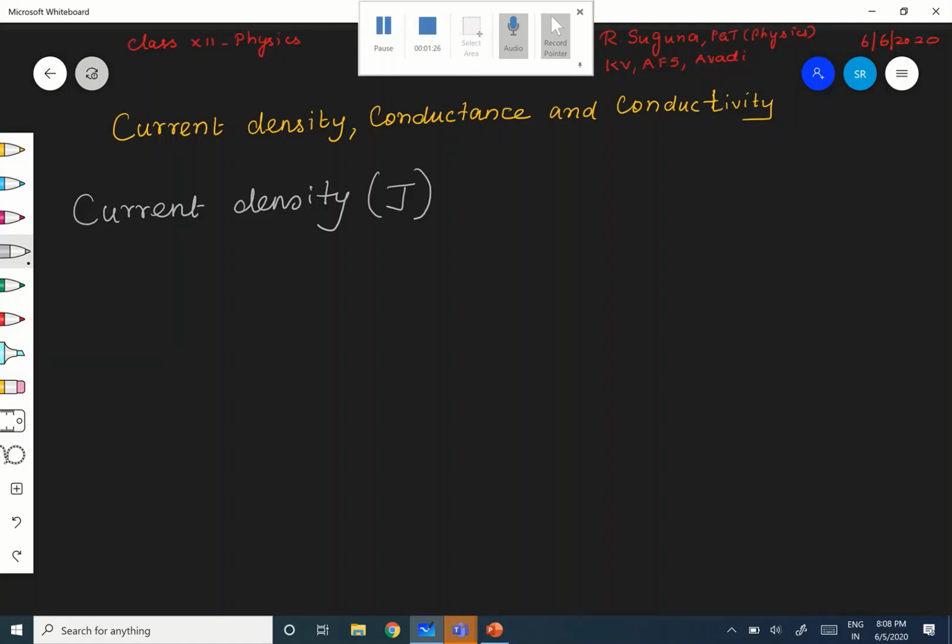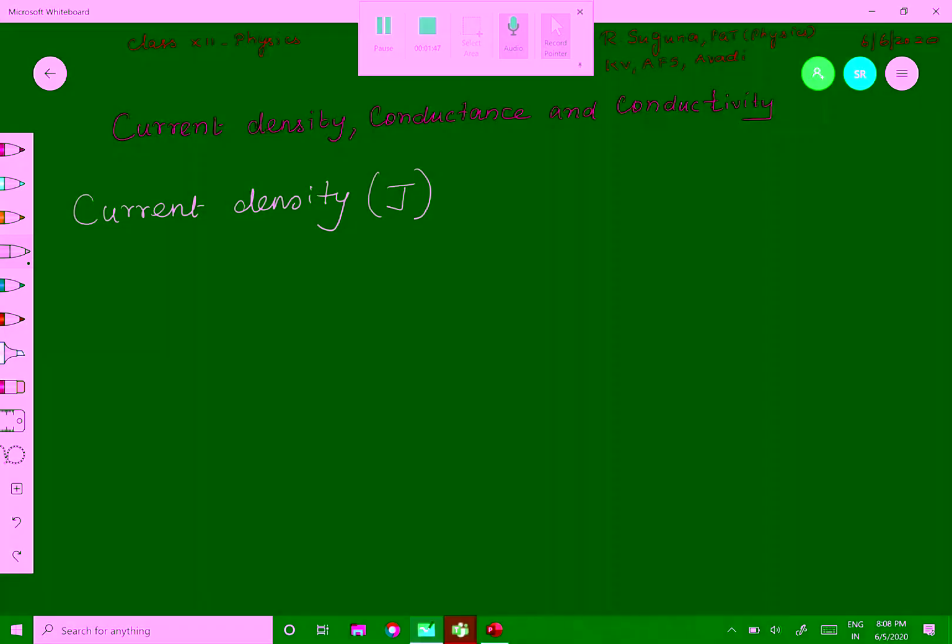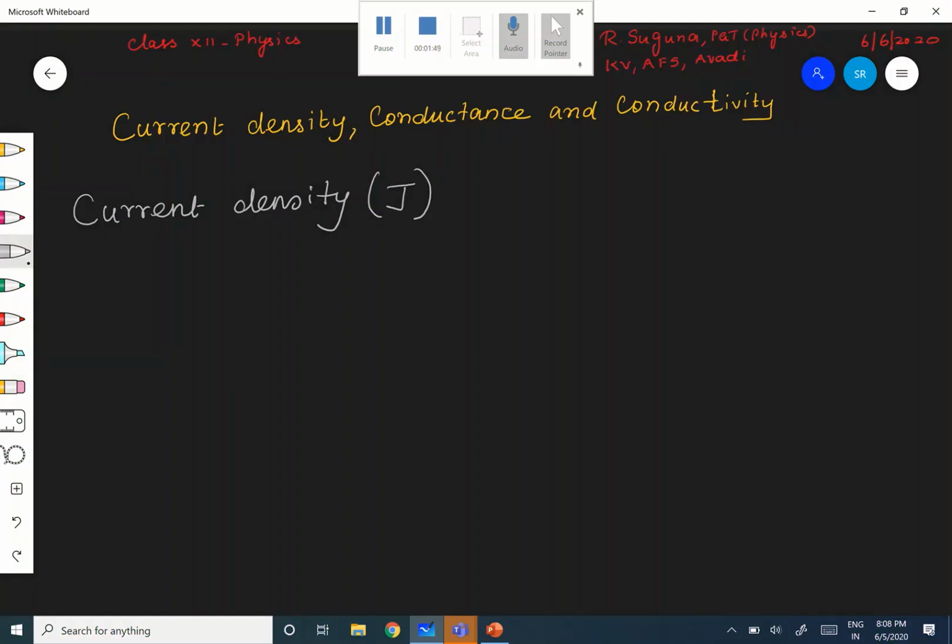Once again, what is current density? Current density at a point in a conductor is defined as the amount of current flowing per unit area of the conductor, taken around that point, provided the area is held normal to the direction of current. Area is normal to the flow of current means, I think you have an idea about the area vector. Therefore the area vector should be parallel to the direction of current.